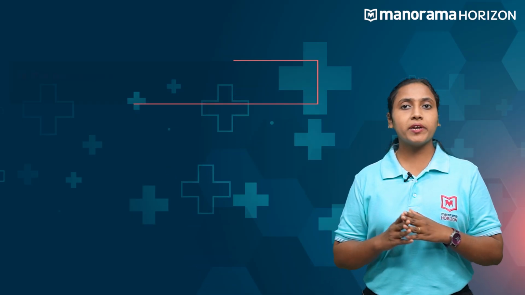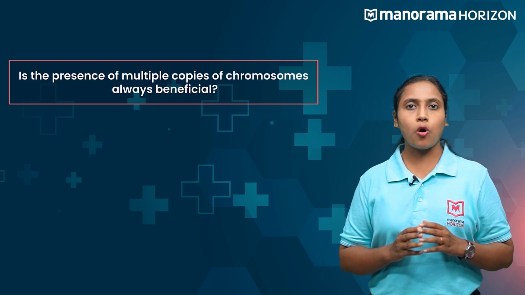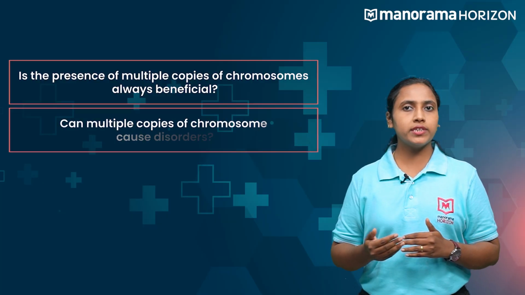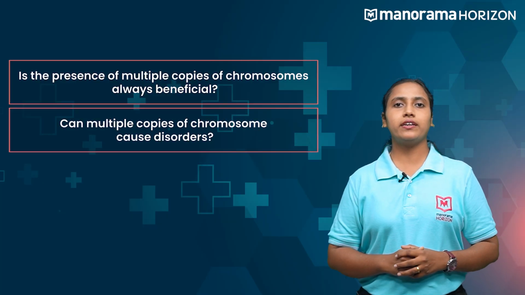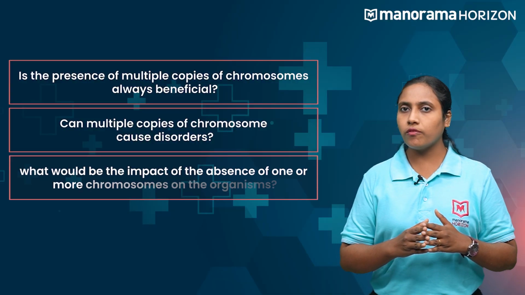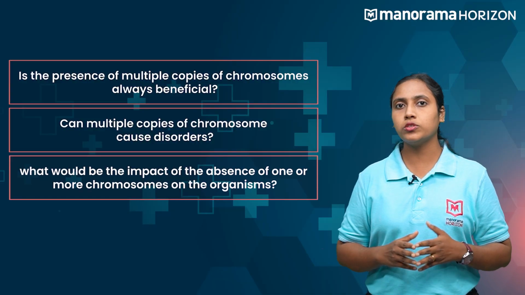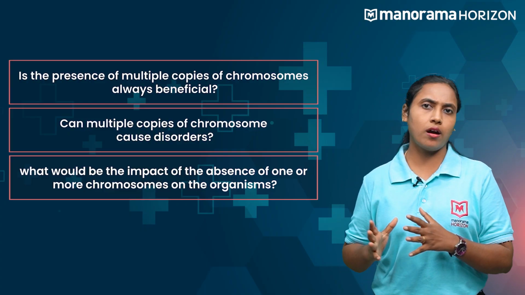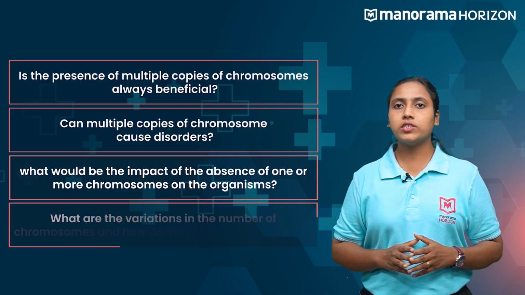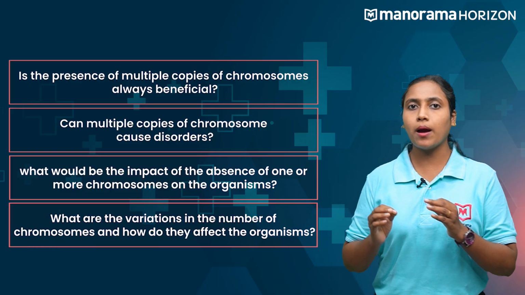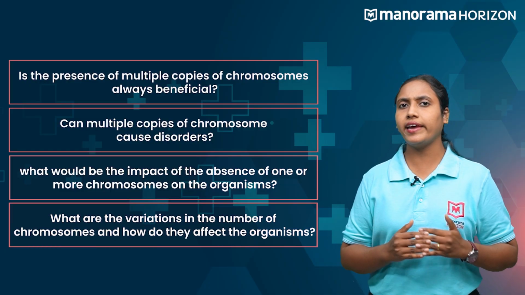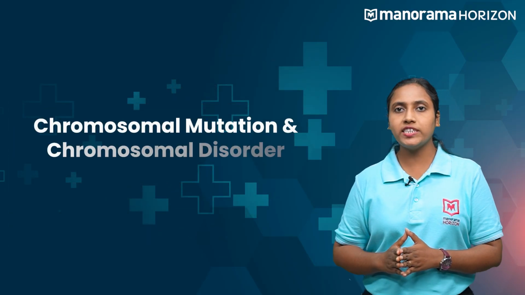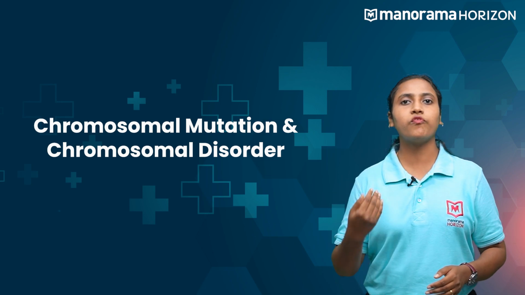But is the presence of multiple copies of chromosomes always beneficial? Or can it cause some disorders as well? Similarly, what would be the impact of the absence of one or more chromosomes on the organisms? Would it be beneficial or harmful? In other words, what are the variations in number of chromosomes and how do they affect the organisms? Let's discuss chromosomal mutation and chromosomal disorder to find out the answer.